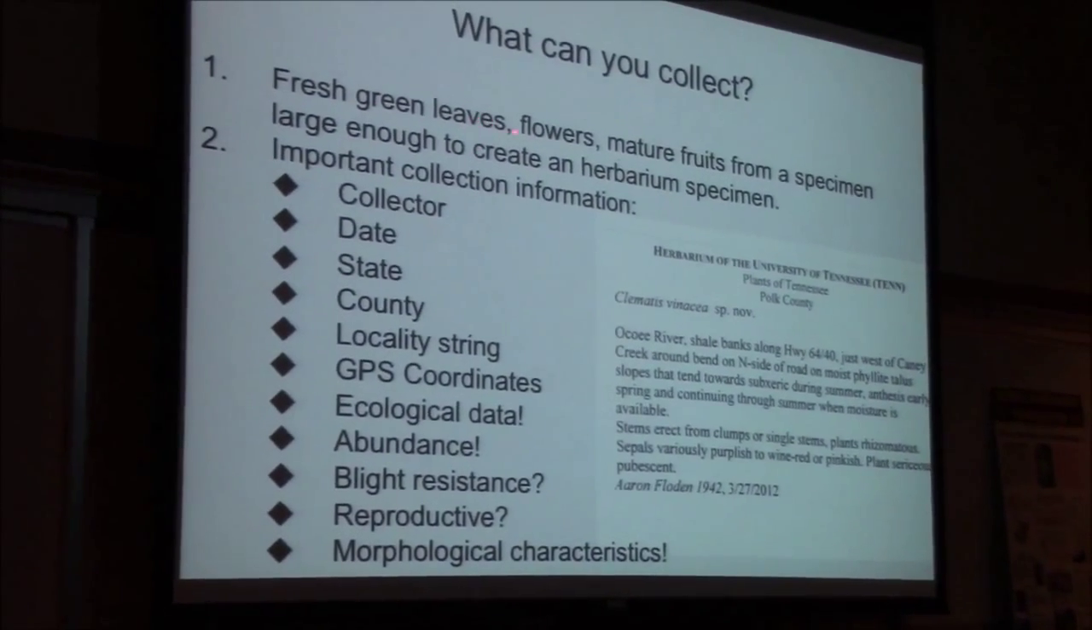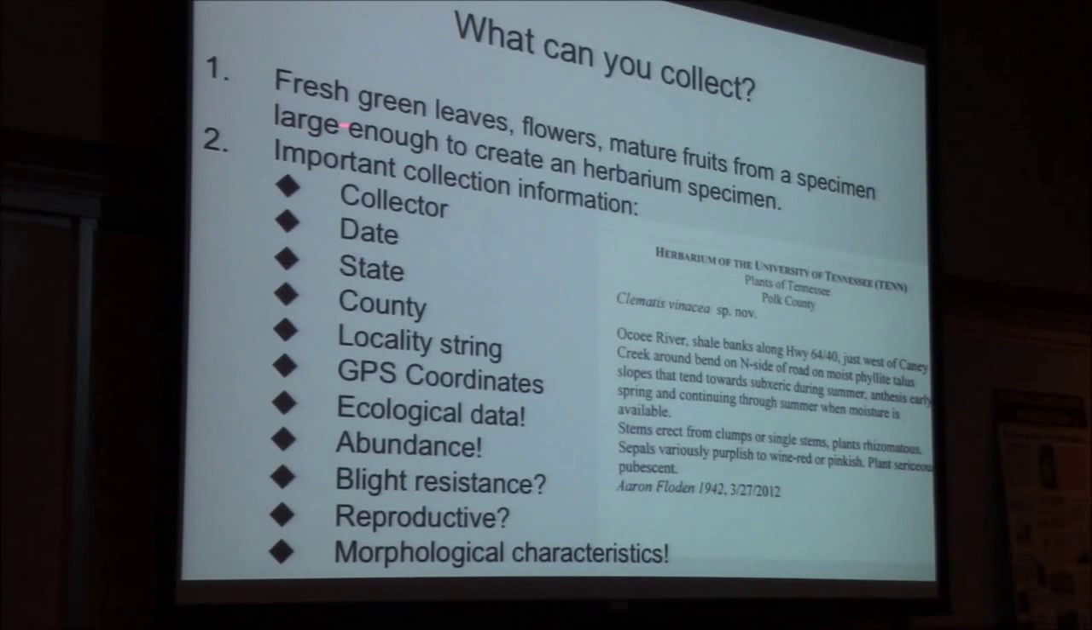So, we need to collect fresh green leaves, flowers, mature fruits from a specimen large enough to create a herbarium specimen. I would like to also ask you to send to me, with your specimens, important collection information, like the collector and the date, the state and the county, a locality string, something like shale banks along Highway 6440 just west of Caney Creek, and so on. And a lot of our smartphones now will allow us to just go ahead and grab GPS coordinates. That's awesome if you can get that, but a lot of times we can just hop on Google Earth and punch in the locality string and get that.